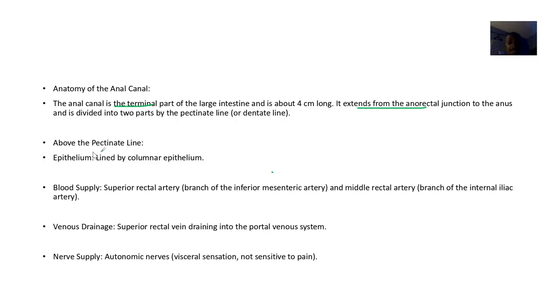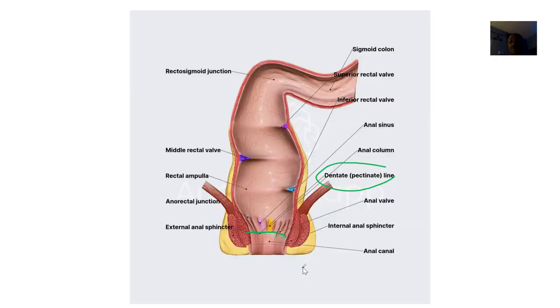Above the pectinate line, it is lined by columnar epithelium. The blood supply is the superior rectal artery, a branch of the inferior mesenteric artery, and the middle rectal artery, which is a branch of the internal iliac artery. How about the venous drainage? It's the superior rectal vein, draining into the portal venous system. The nerve supply is autonomic nerves, visceral sensation, and it's not sensitive to pain. That's above the pectinate line.